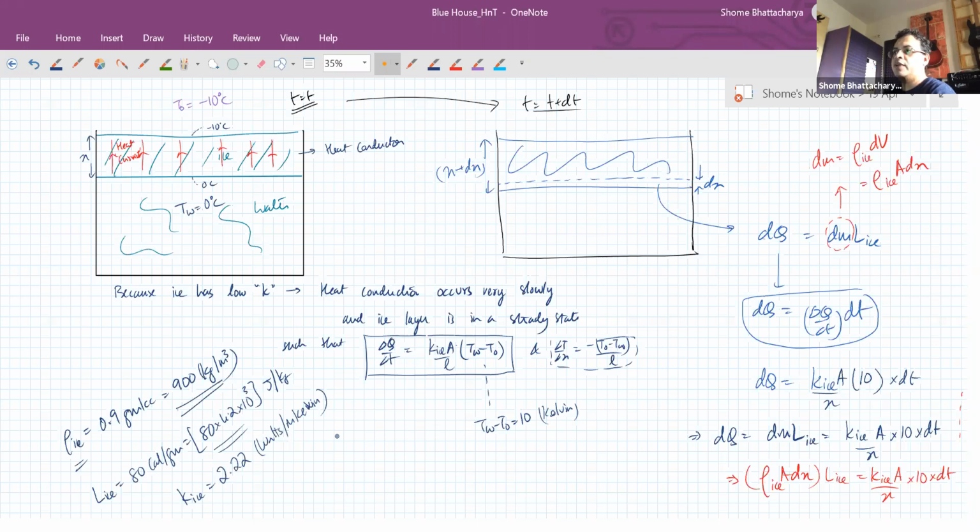So it is a combination of the two factors. One is the anomalous expansion of water, which makes ice lighter than water, so it floats. And the other factor is the low thermal conductivity of ice. These two factors together contribute to the survival of aquatic life.